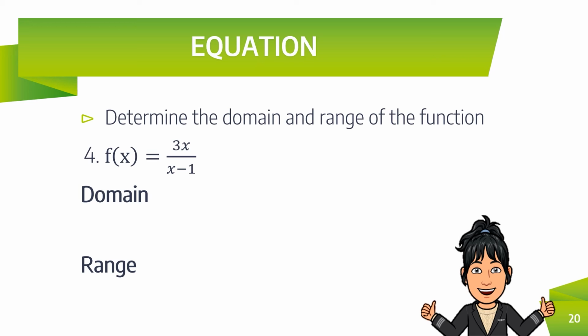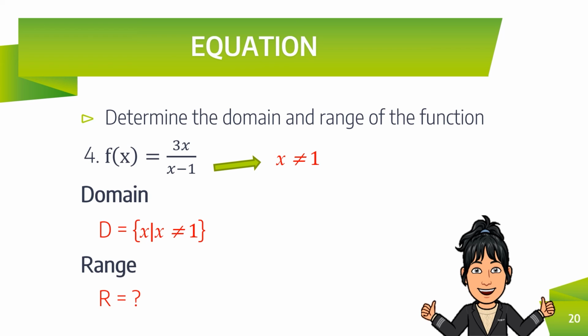Equation number 4: f of x equals 3x over x minus 1. This is similar to equation number 3. The denominator is x minus 1. All numbers can be substituted as the value of x except 1 because the denominator will become 0, and in that case, if you have a 0 denominator, it will become undefined. So, the domain is the set of x such that x is not equal to 1.